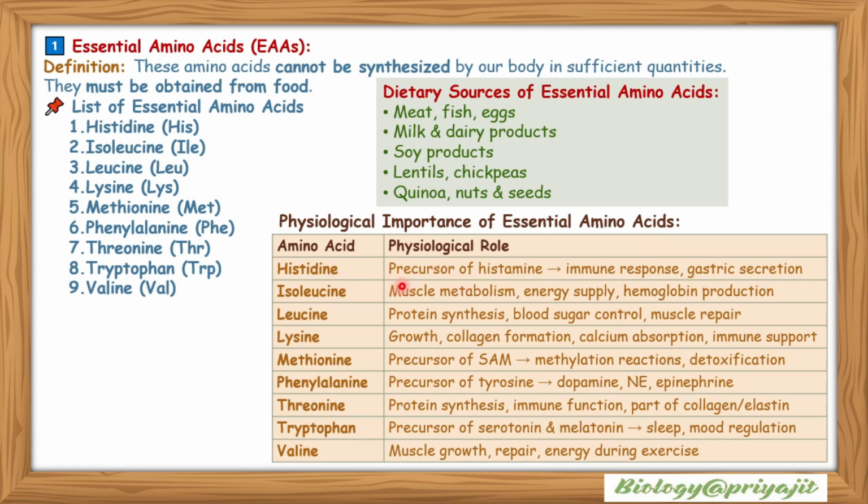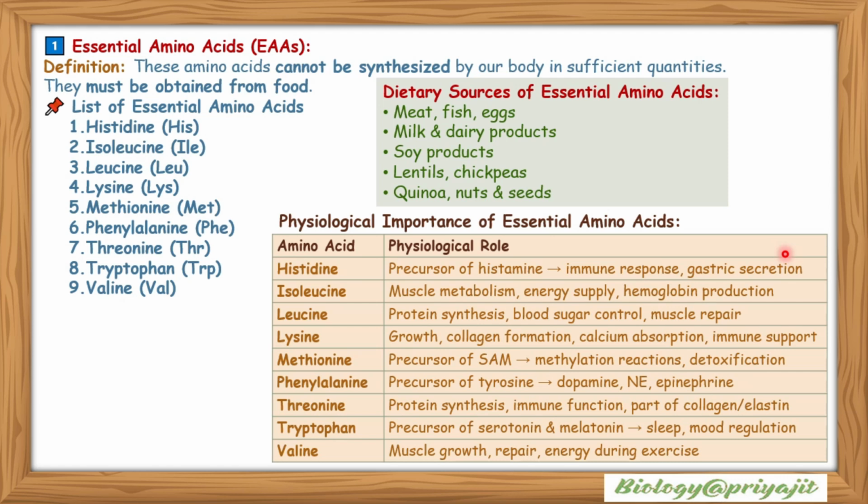Amino acid histidine, that is the precursor of histamine, which is responsible for immune response and gastric secretion. Isoleucine is responsible for muscle metabolism, energy supply, hemoglobin production, etc. Leucine is needed for protein synthesis. It is also needed for blood sugar control and muscle repair. Lysine is responsible for growth, collagen formation, calcium absorption and immune support. Methionine is the precursor of SAM, for methylation reactions and detoxification.